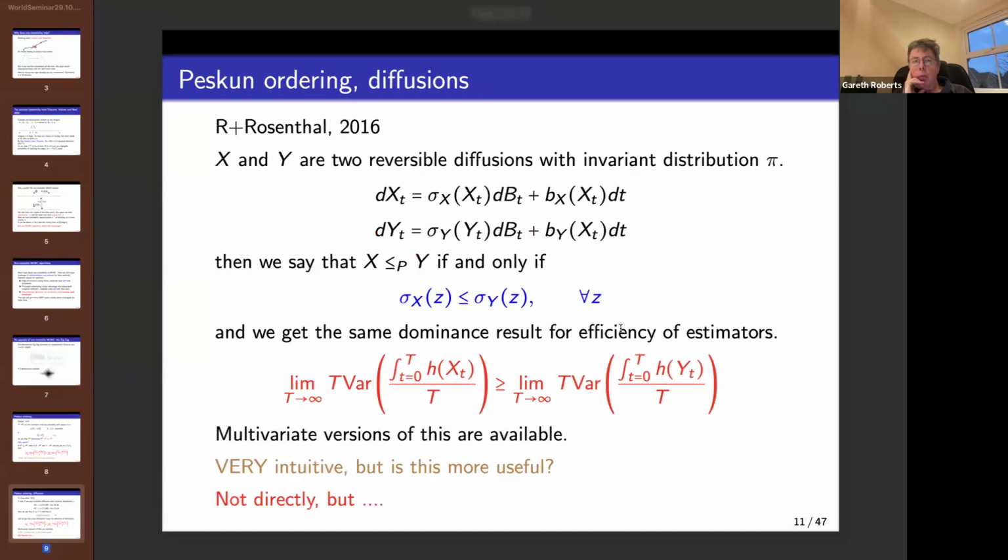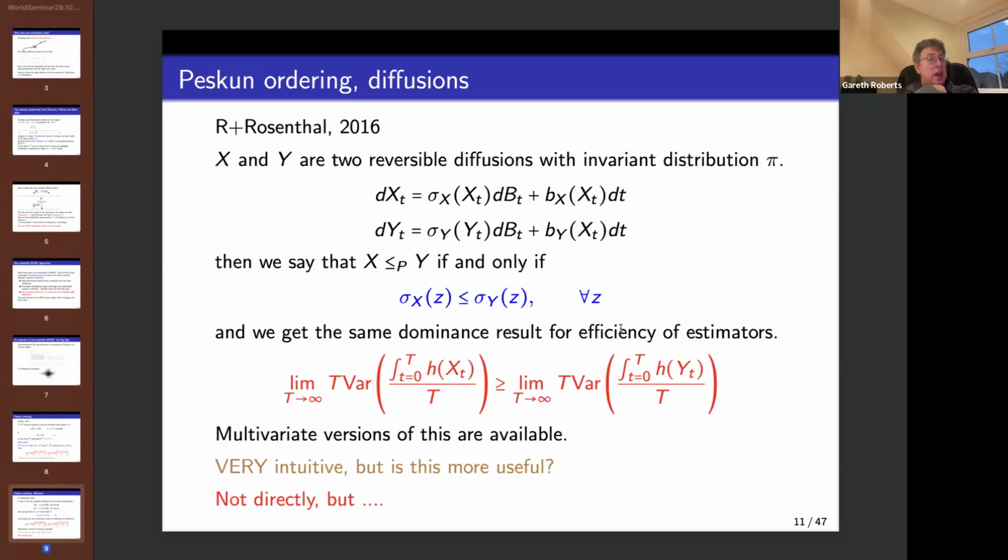A few years ago, Jeff and I generalized this to the context of reversible diffusions. I just wanted to describe that now because it's this generalization to diffusions which is the thing that we're going to be using in this talk.